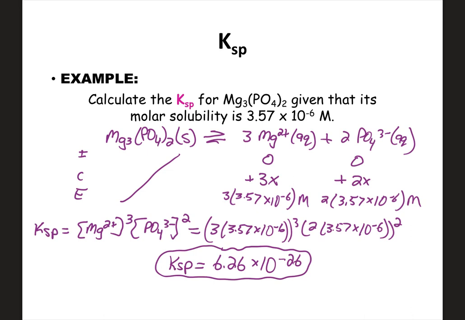So this is just a way of doing one of these Ksp problems, solving for the Ksp given the molar solubility. Just remember, in this version of the problem, the molar solubility is your X that you need, and it's going to be your concentration, essentially. It's going to be your X value, and then you have to plug that all into your Ksp expression.